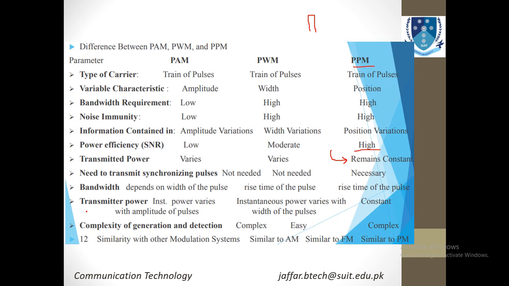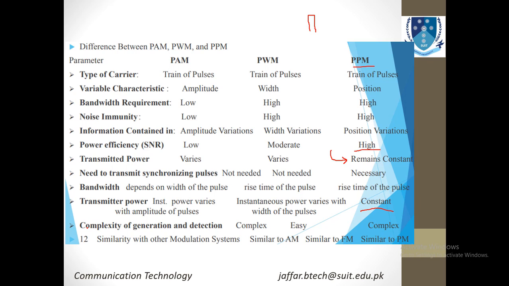If you talk about the transmitter power, in PAM the instantaneous power varies with the amplitude of the pulses. In PWM it varies according to the width of the pulses, and in PPM, because both of these factors, amplitude and width, are constant, the power is also constant. You can see that this is also constant.